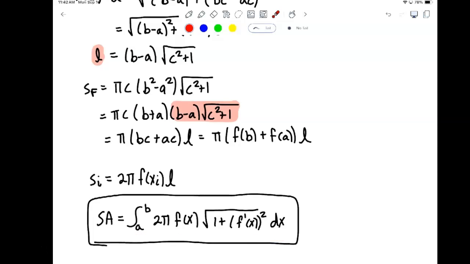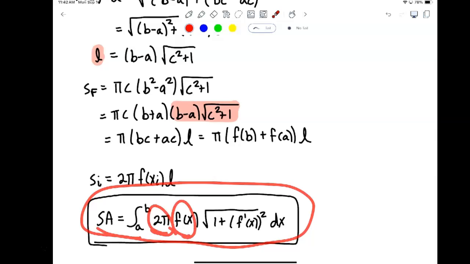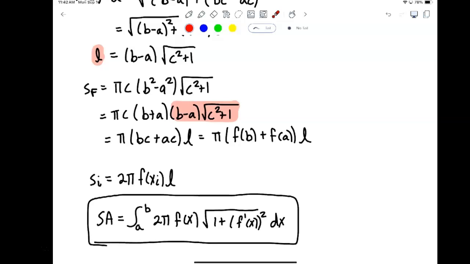So it turns out surface area is actually going to involve the integral of 2 pi times the function and the same piece we would have done for arc length. Okay, so in upcoming videos we'll actually see some examples of this, and it'll be a lot easier to use than it is to actually come up with it. Okay.